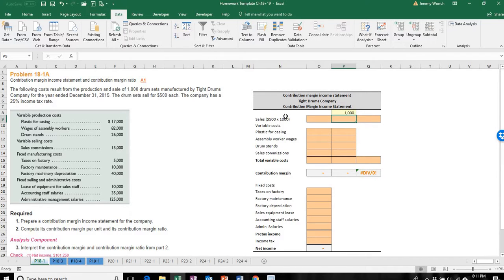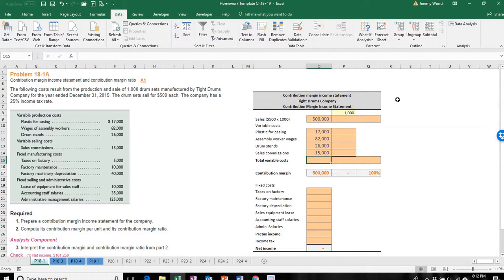The first line is the same as a normal income statement. We want to know the sales. So $500 each times our units gives us our total sales. Then instead of calculating cost of goods sold, we're going to calculate just the variable cost. They're really nice, they break everything out, so we don't have to do a lot of calculations. Our plastic is $17,000, our assembly is $82,000, drum stands are $26,000, and then the next one is our sales commission, which is $15,000.